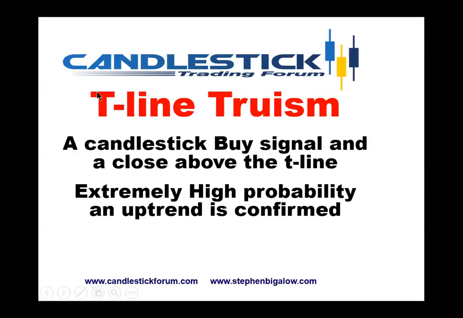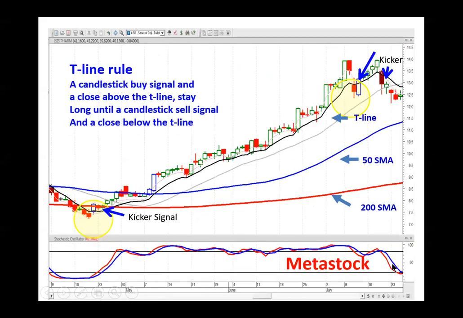So here's the T-line. The T-line is the 8 exponential moving average. There's a very simple rule. If you see a candlestick buy signal and a close above the T-line, you've got an extremely high probability that an uptrend is in progress. And you can stay long until you see a candlestick sell signal and a close back below the T-line.